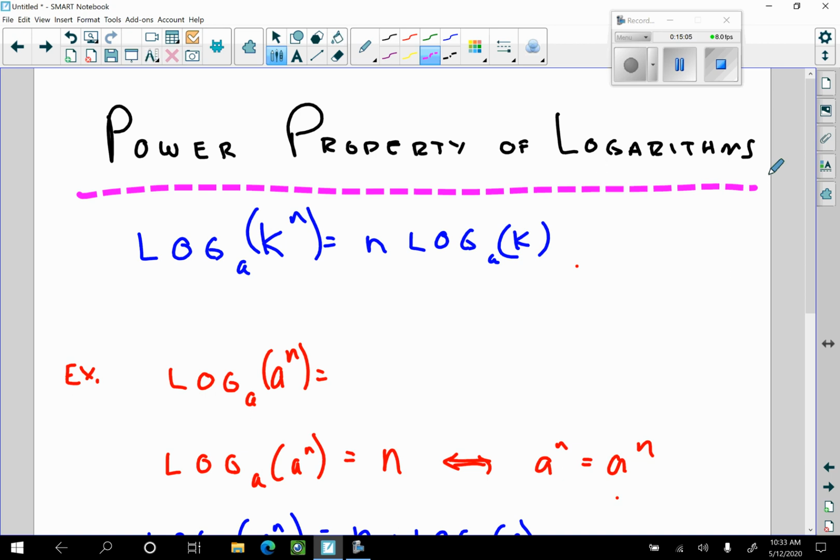Okay, this is a peculiar property, fairly easy to verify. So we have the log base A of k to the n. We call this the power property because if you notice, I have k to the power of n. Well, that's going to equal, all I'm going to do is take this power and put it down in front. So the log base A of k to the n is equal to n log base A of k. Pretty easy property.